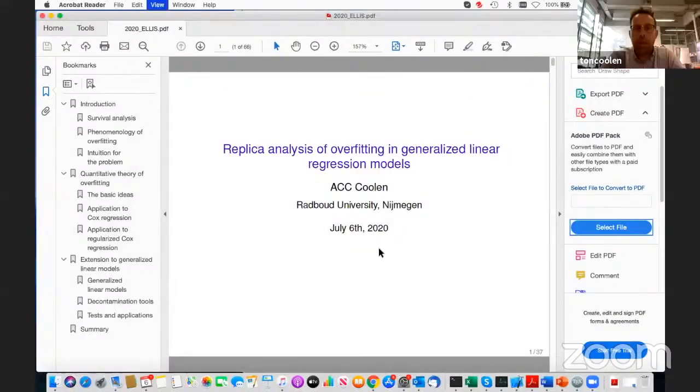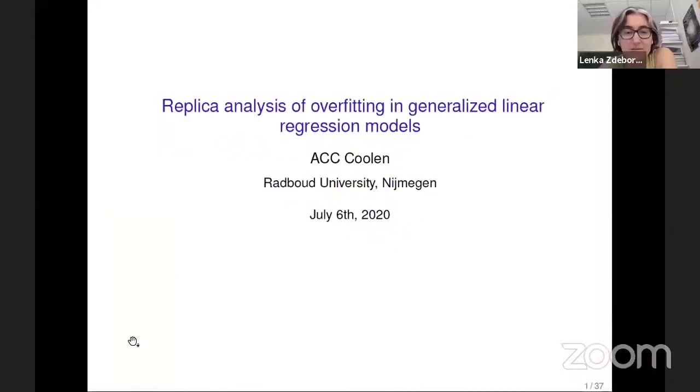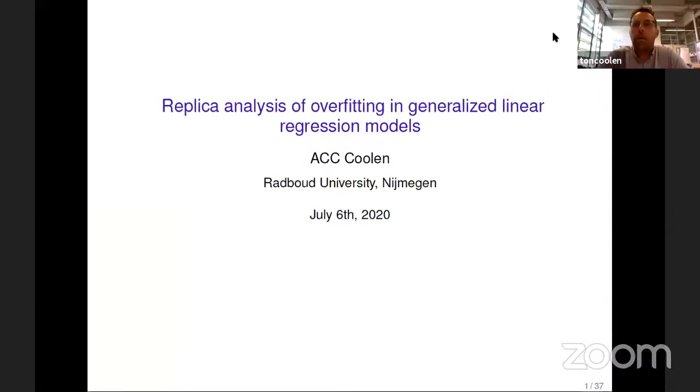Sharing. Okay, can you see it now? Yeah, we see your slides, not full screen. Yeah, full screen now. Okay. And we hear you. Okay. Go on.